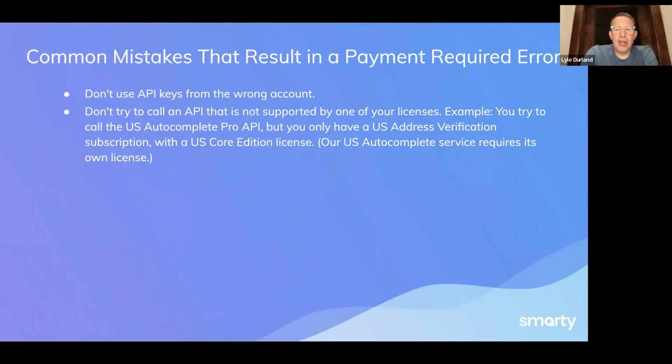Secondly, don't try to call an API that is not supported by one of your licenses. The most common example of this is you try to call the US Autocomplete Pro API, but you only have a US address verification subscription with a US Core Edition license. Our US Autocomplete service requires its own license. So this comes down to understanding what each license can do and which APIs it can call. If you try to call the Autocomplete API with a US Core license, you're going to get a payment required error. You'd have to have the Autocomplete license in your account.